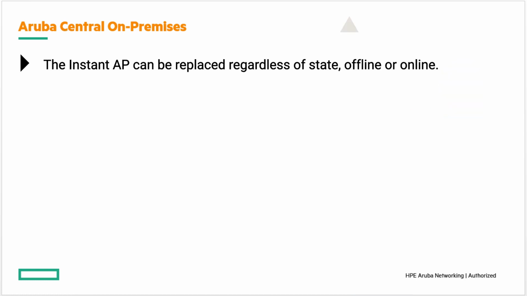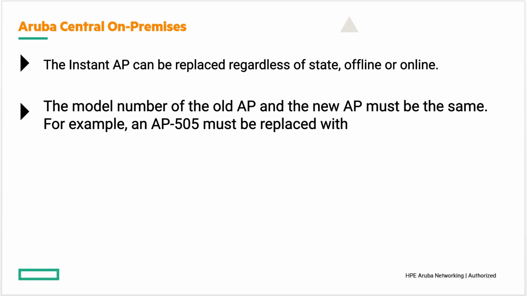You can replace the AP regardless of the state, offline or online. For example, for replacing an offline instant AP with a new device, the process is to remove the old one and replace it with the new AP and give it power, network connections, and assign a license. The model number of the old AP and the new AP must be the same. For example, an AP505 must be replaced with an AP505 only.